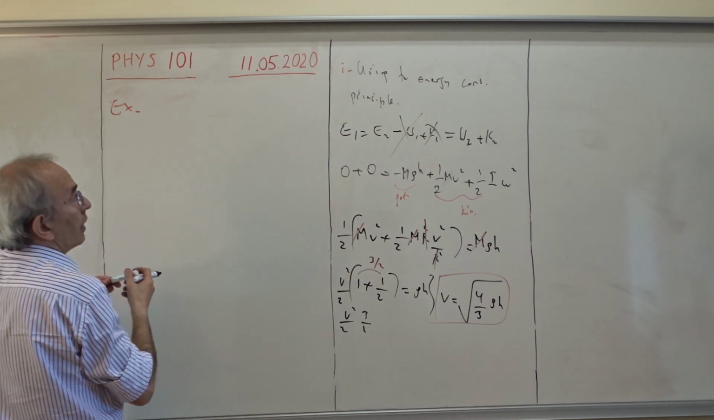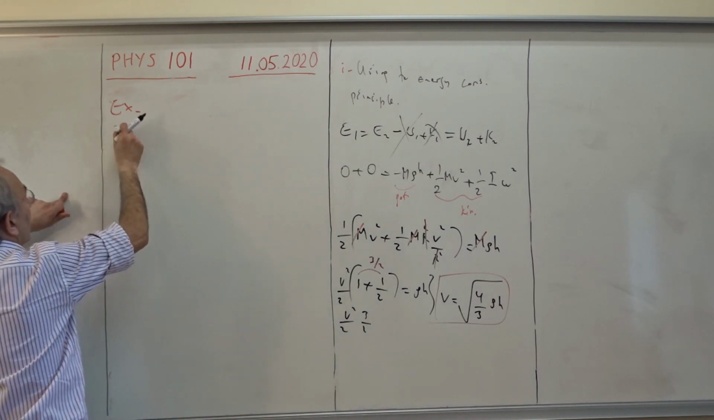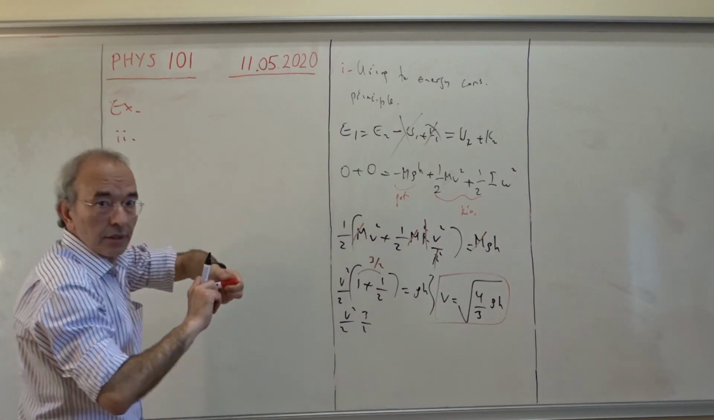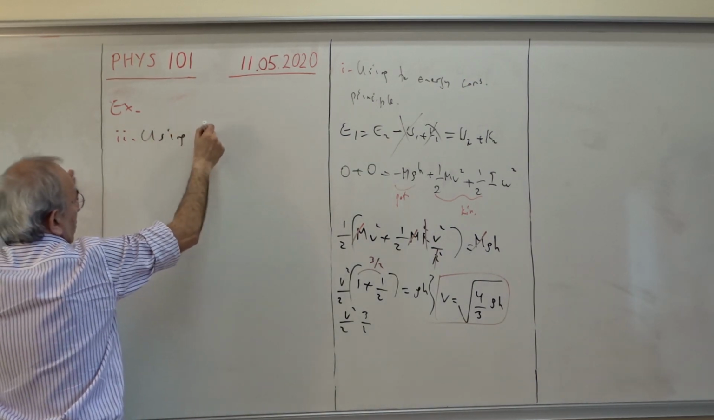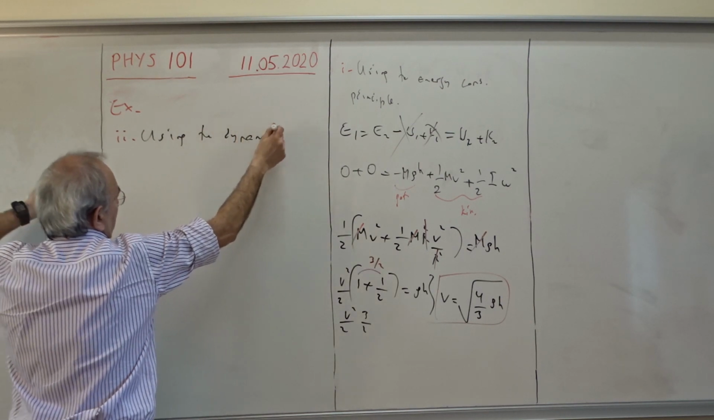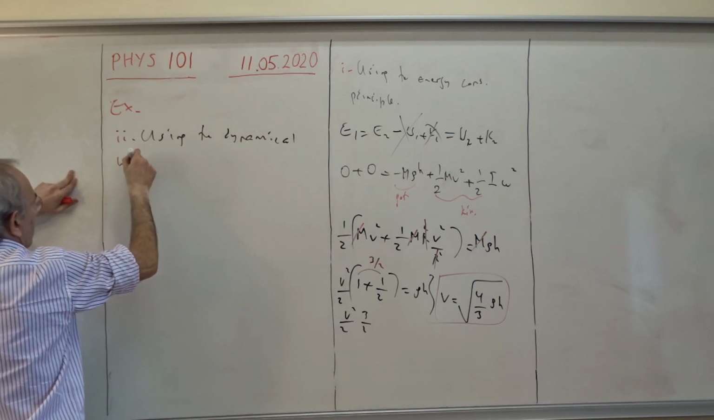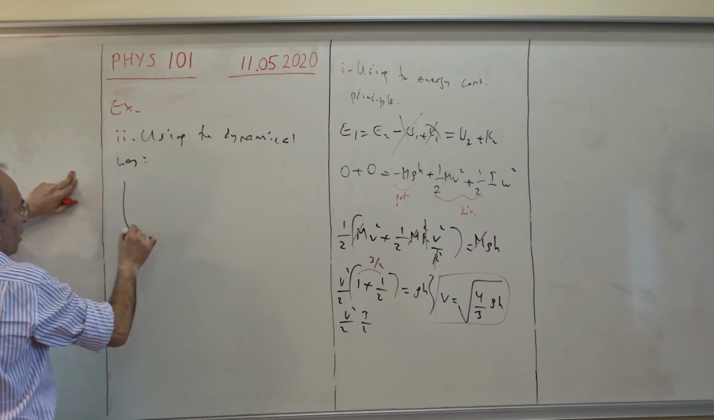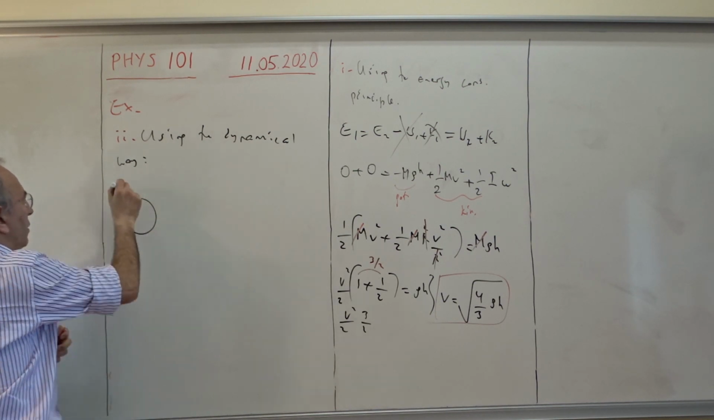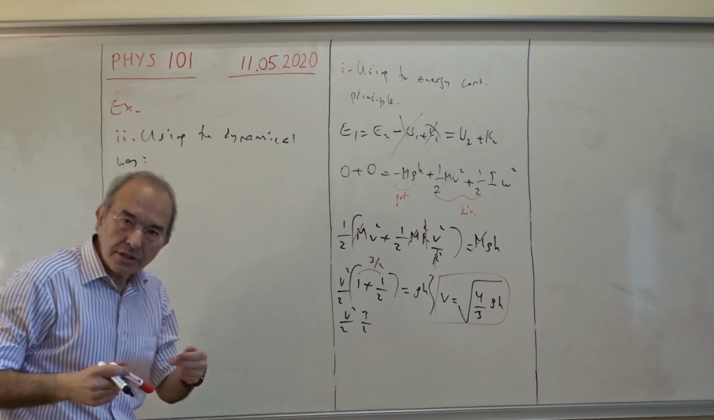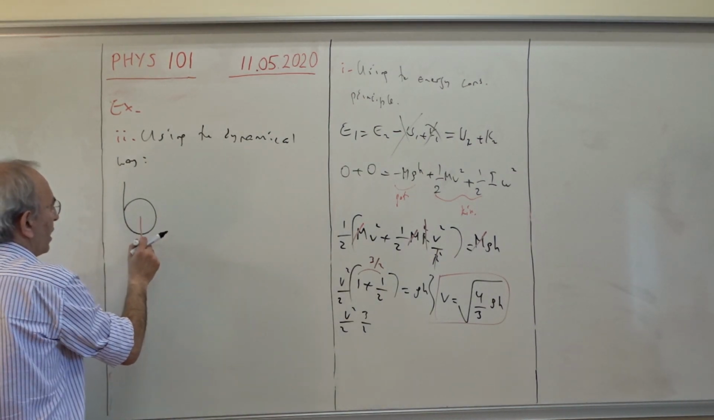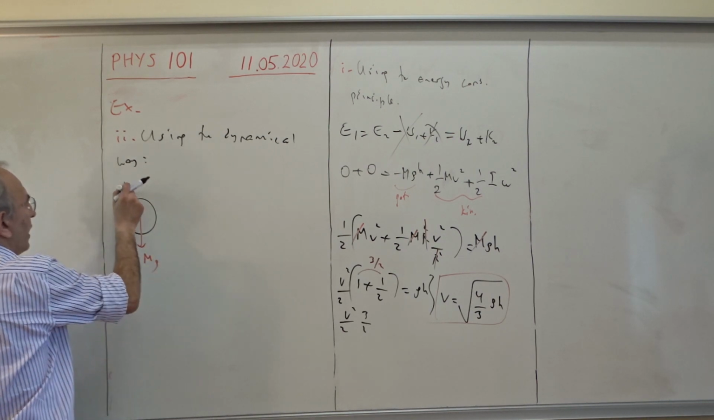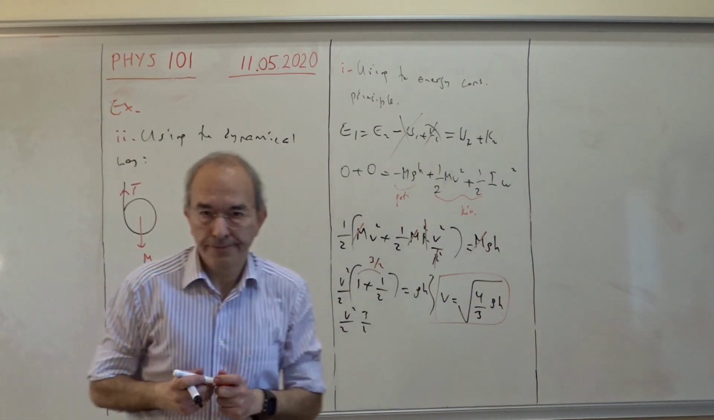In this case, using the dynamical way, this is the object which is unwinding while falling. What are the forces on it? There is the weight, capital Mg, and tension T in the rope.